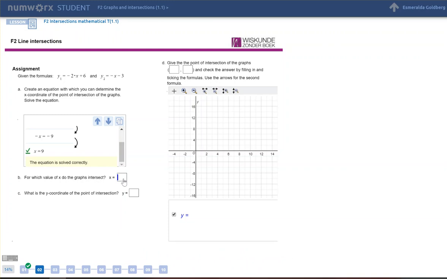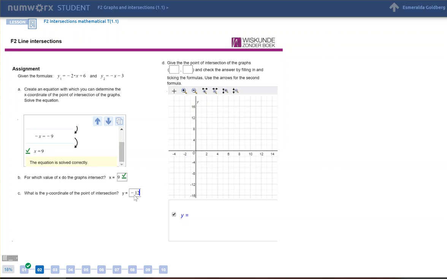That means that 9 is the x-coordinate of the point of intersection that we're looking for. The y-coordinate can be found by taking 9 and filling it into either of the two formulas that we were given in the beginning. So I'm going to go with this one again because it's easier. If I fill in 9 here, I get the calculation minus 9 minus 3. And minus 9 minus 3 is minus 12.